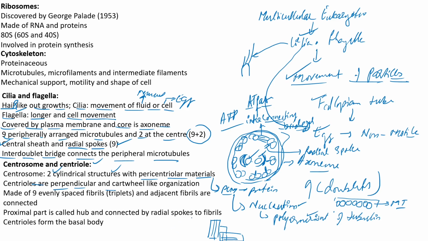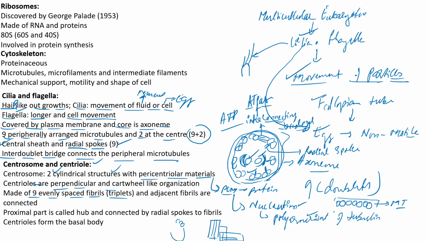Okay, they're always perpendicular to each other, and they are mainly made up of 9 evenly spaced microfibrils, and these microfibrils are triplet in nature. Unlike the doublets in the case of your axoneme core, you find a doublet, right? Here you can see it is a doublet, but however it is mainly made up of triplet microtubules, fibrils. This is how it looks like.